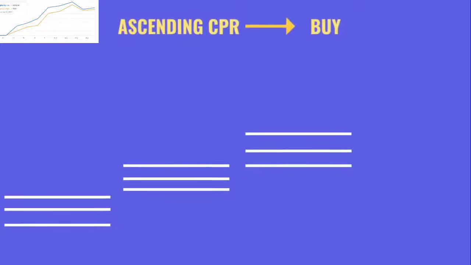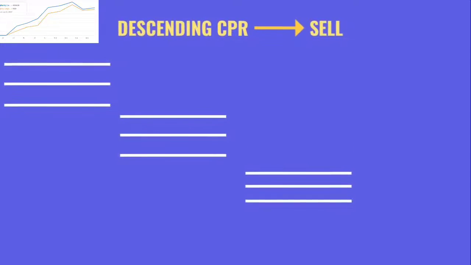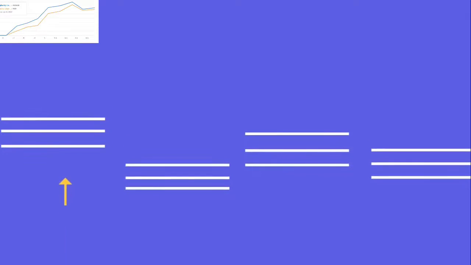Whenever there is an ascending CPR, you can look for an opportunity to buy. Whenever there is a descending CPR, you can look for an opportunity to sell. Whenever there is an overlapping CPR, you can avoid trading.